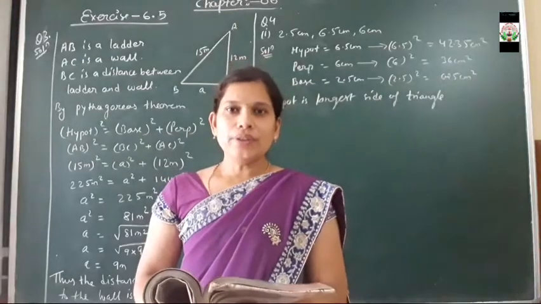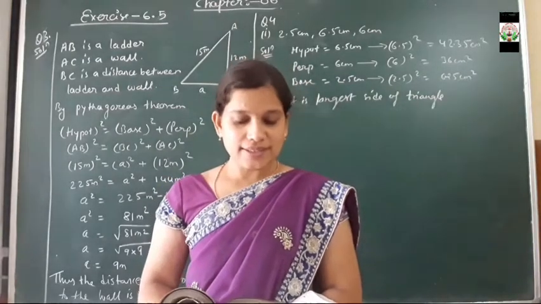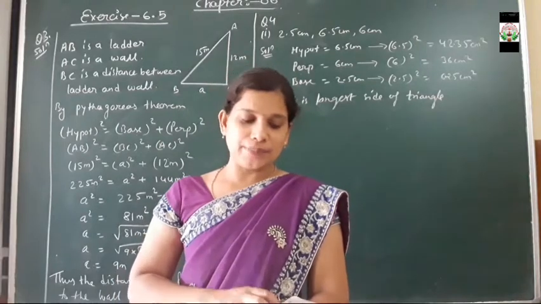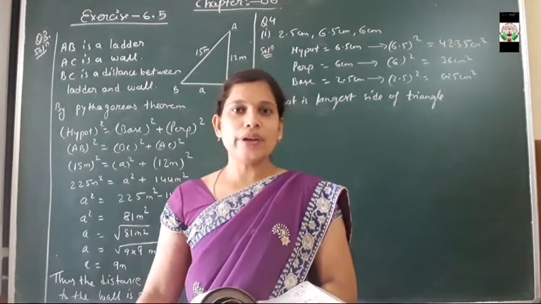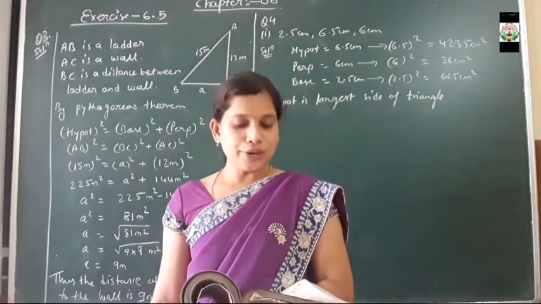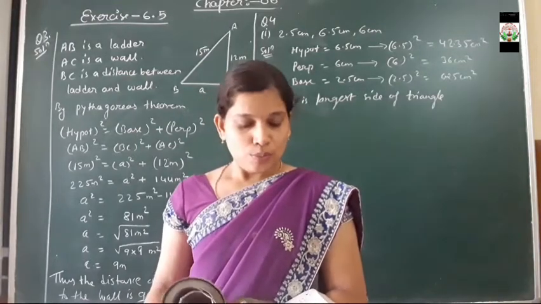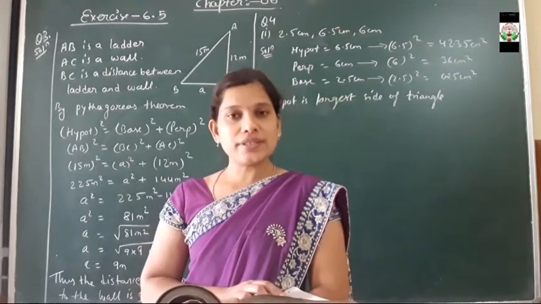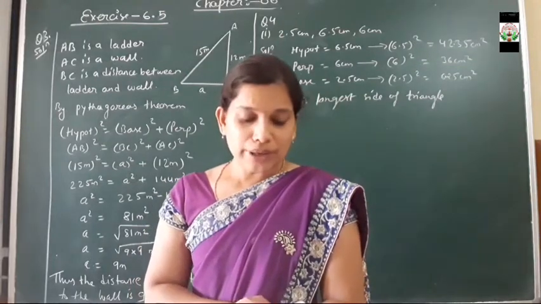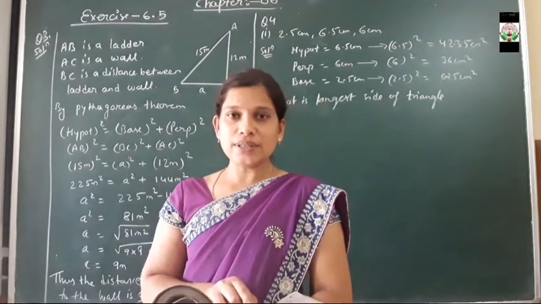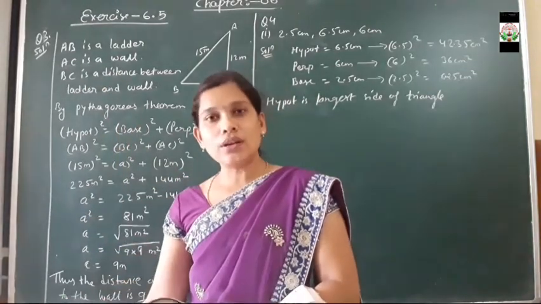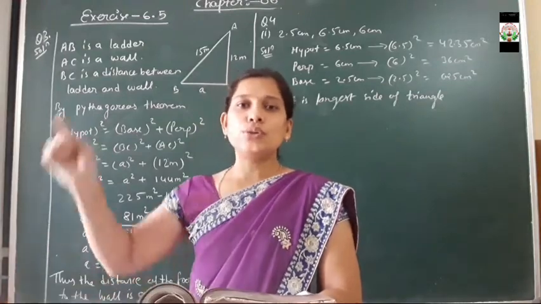Good morning to everyone. Here we are going to see exercise 6.4, question number 3. In the previous video we had already completed question number 1 and 2 from exercise 6.4. Moving towards question number 3, it says that a 15-meter long ladder reaches a window 12-meter high. That means a height from the ground, from the floor.